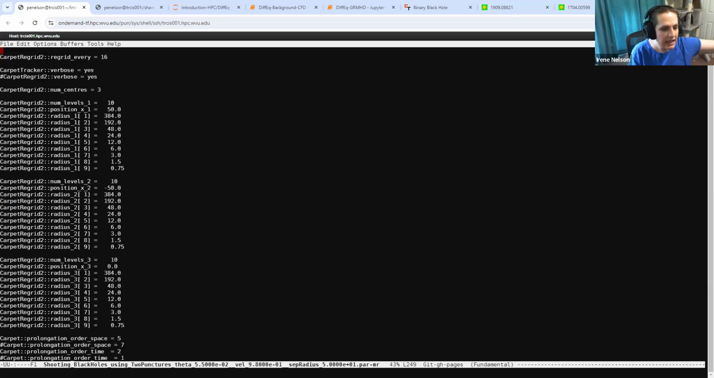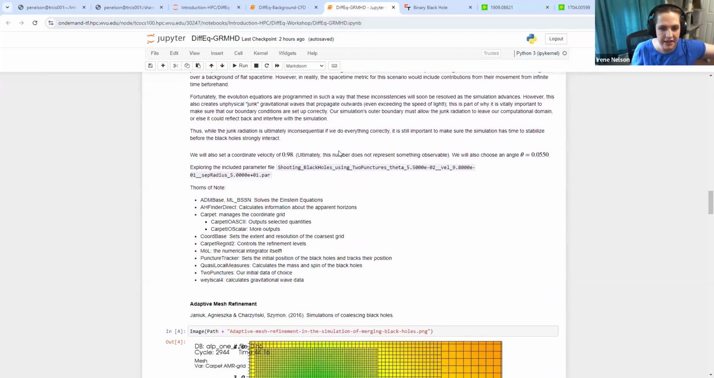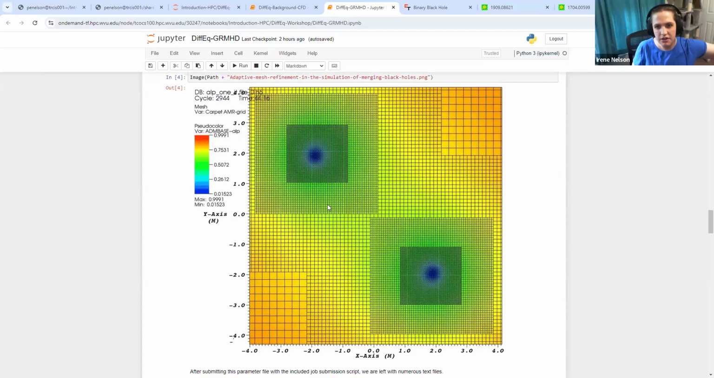And then carpet regrid 2 is going to set up a bunch of nested grids with finer and finer resolutions as we get closer and closer to the singularities. So here's sort of a figure that shows that really nicely. So we can see here we have the two black holes here and here.